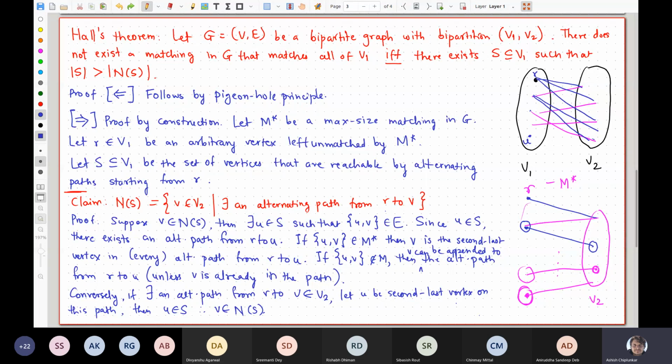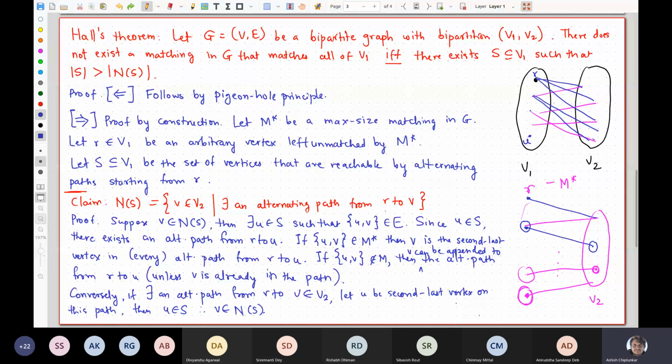So I interpreted this equality as saying that V belongs to NS if and only if V belongs to this set. So that's why I said "conversely." Earlier I proved that if V belongs to NS, then V belongs to the set on the right hand side, and now I'm trying to prove that if V belongs to the set on the right hand side, then V belongs to NS.